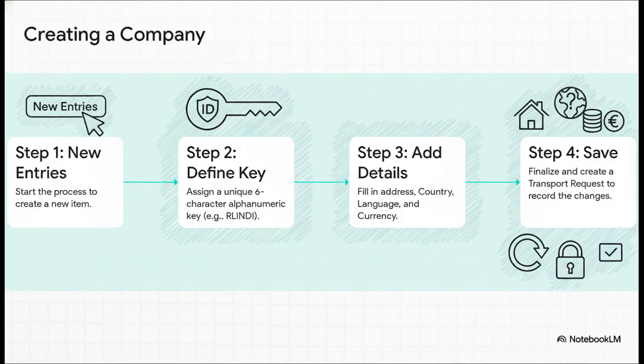And the process itself is pretty straightforward. First, you'd click New Entries to get started. Next, you give your parent company a unique 6-character ID. Then you just fill in the basic details: address, country, language, all that stuff. And finally, you hit Save, which kicks off a really important process in the background.